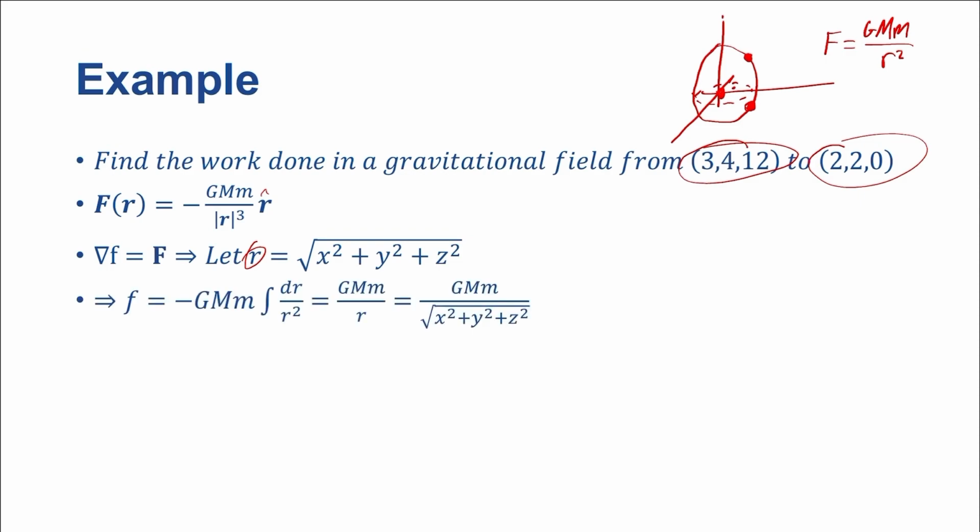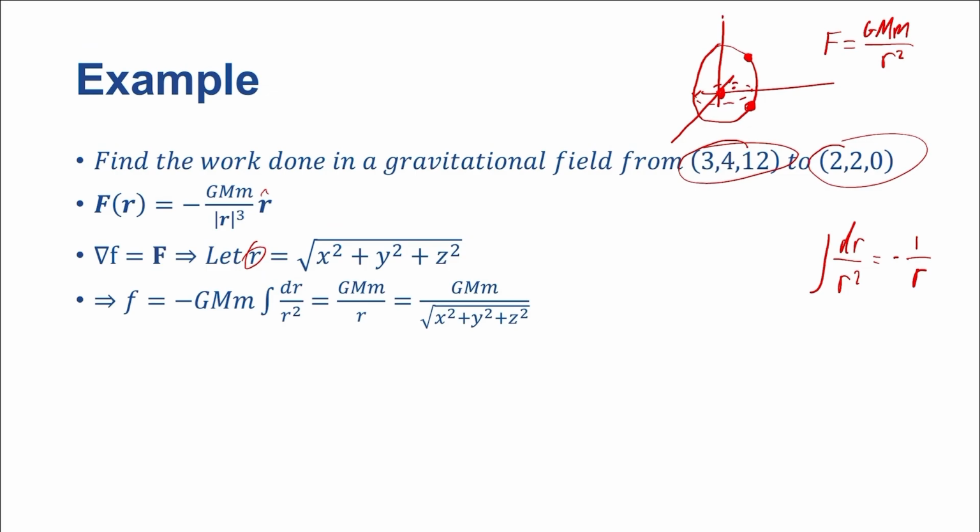So anyways, what we can do is we can just integrate this normally. So we get f is equal to negative GMm times the integral of dr over r squared. The integral of dr over r squared is pretty simple. You just get negative 1 over r.